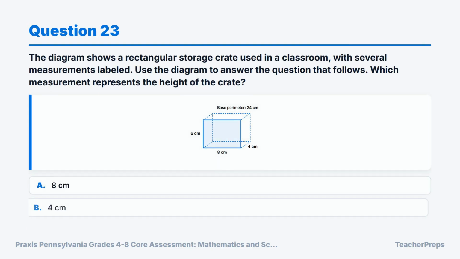Question 23. The diagram shows a rectangular storage crate used in a classroom with several measurements labeled. Use the diagram to answer the question that follows. Which measurement represents the height of the crate? Pause the video and select the best answer.